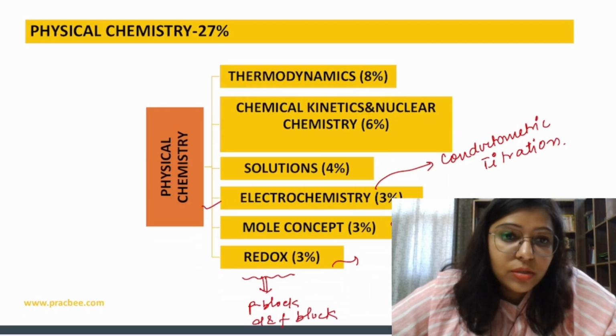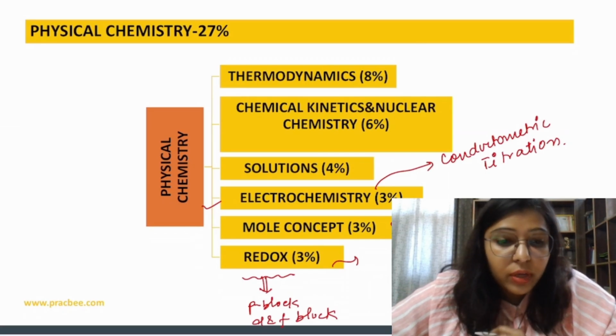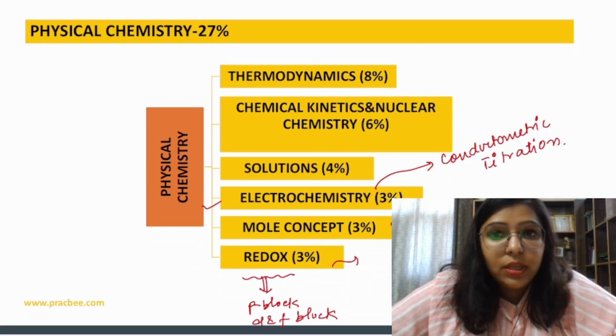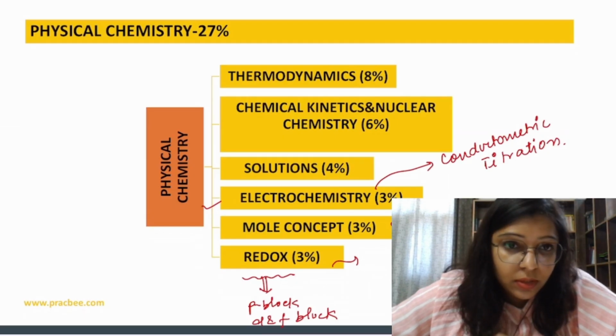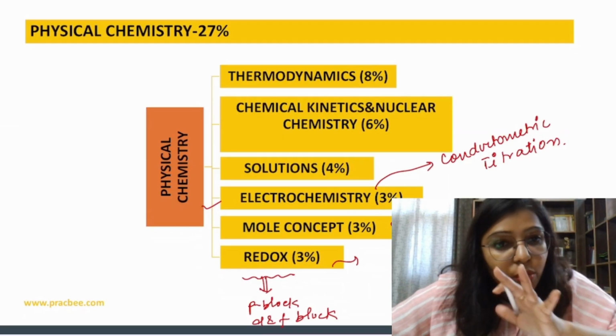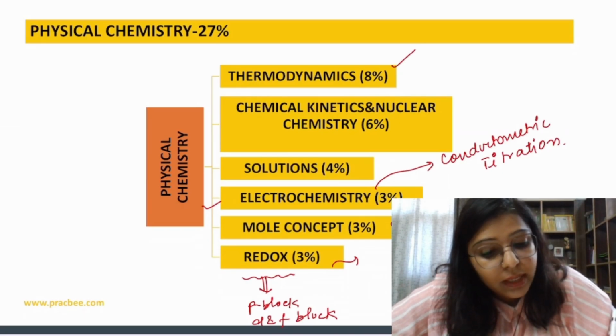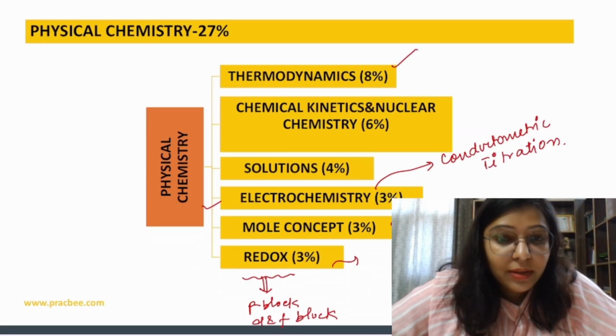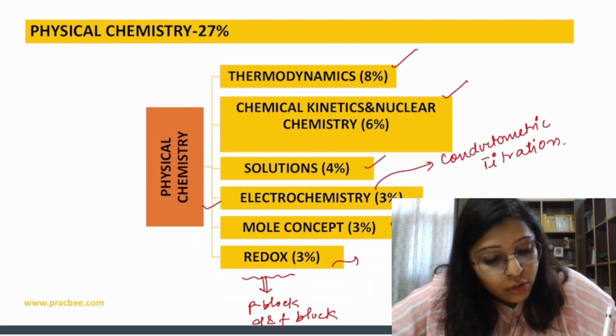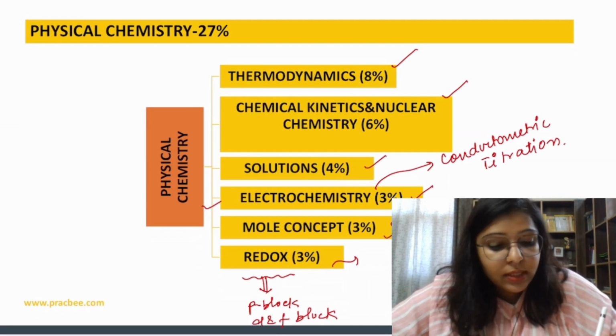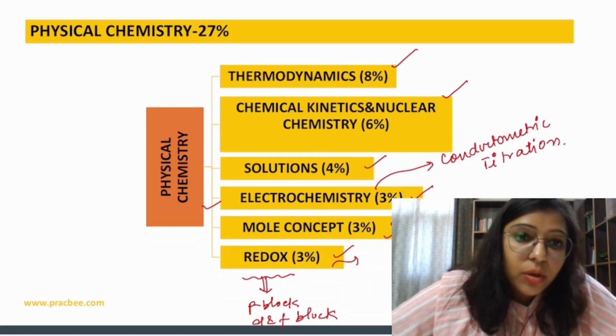So that's why redox is also a very important chapter. If you can cover only these chapters, you can cover 27% of the syllabus. So your main target, if you don't have enough time, is to first complete thermodynamics advanced level, chemical kinetics, solution, electrochemistry, mole concept and redox. That's it. Leave other topics right away.